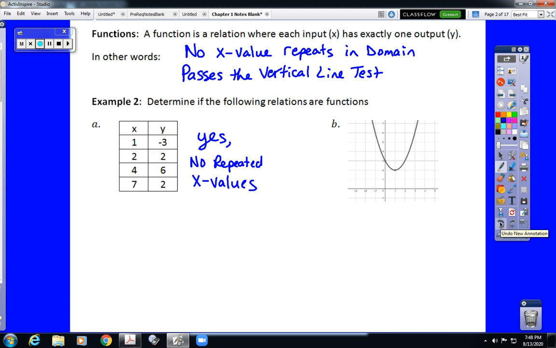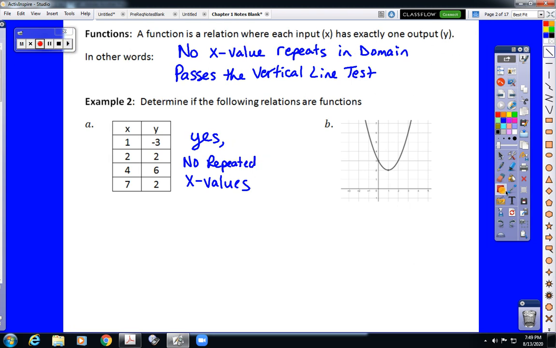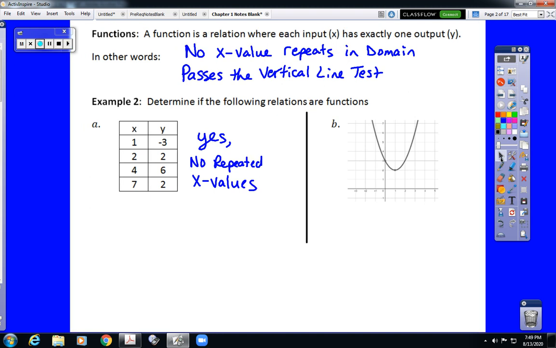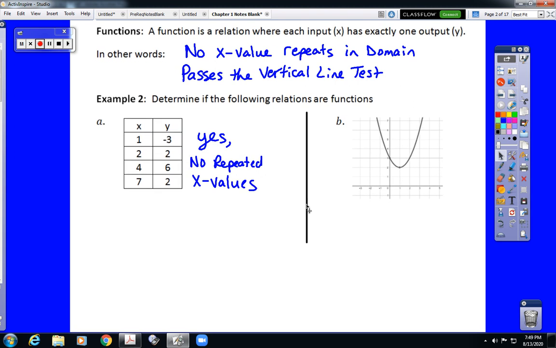Okay, on B, this would be a vertical line test problem. So what we would do is we would grab a notebook or a calculator, something that we can use that has a nice vertical line to it, and we would slide that across the graph. Oh, looks like I'm deciding I'm going to slide the whole graph. Slide that across the graph, and you'll notice that that line only touches the graph of the function at one point at any time. Since it doesn't touch it twice anywhere, this does in fact pass the vertical line test. So we would say yes, because this passes the vertical line test.